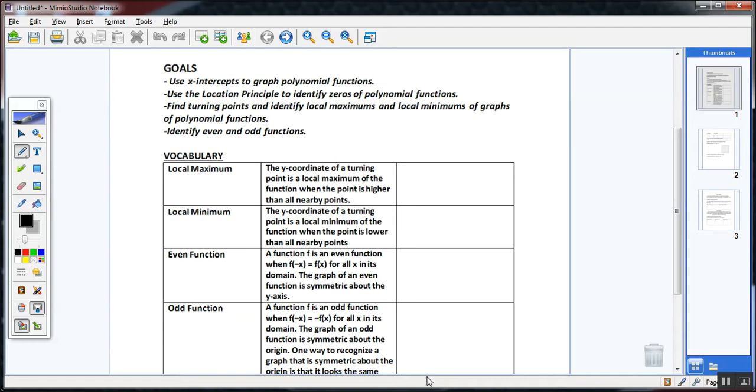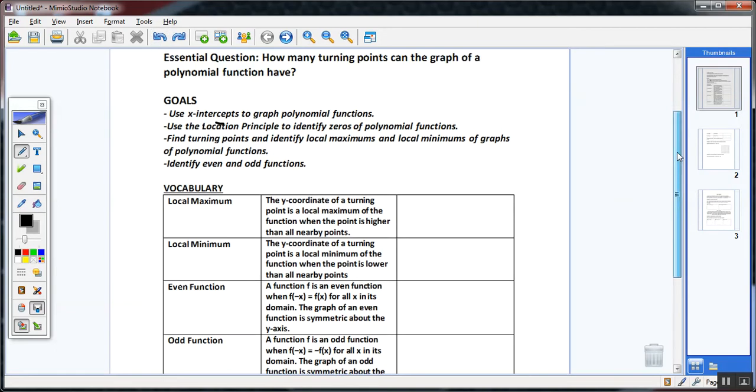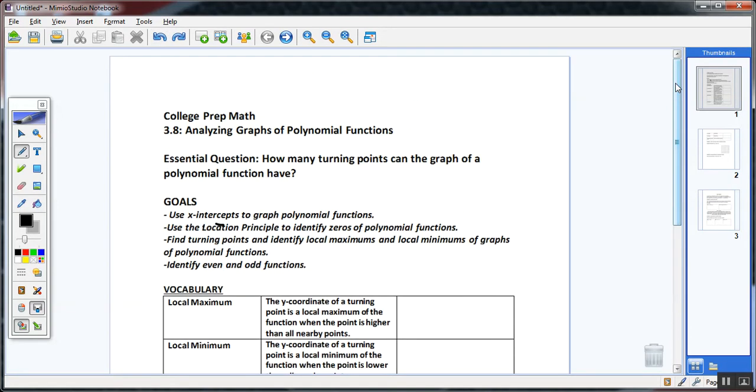All right, so here we go. I want to start looking at 3.8. We're getting down to it. We've had a lot of stuff in this chapter. This chapter's been kind of a long one here.